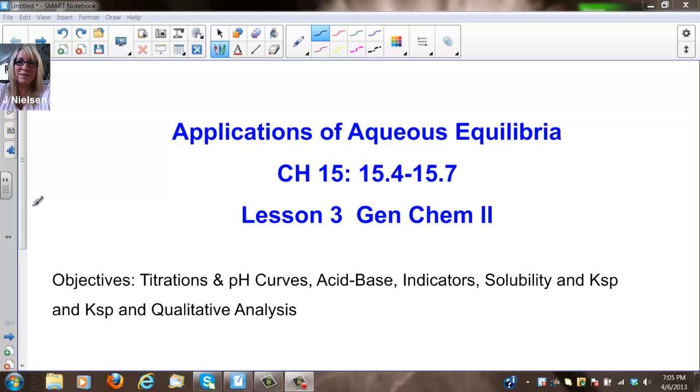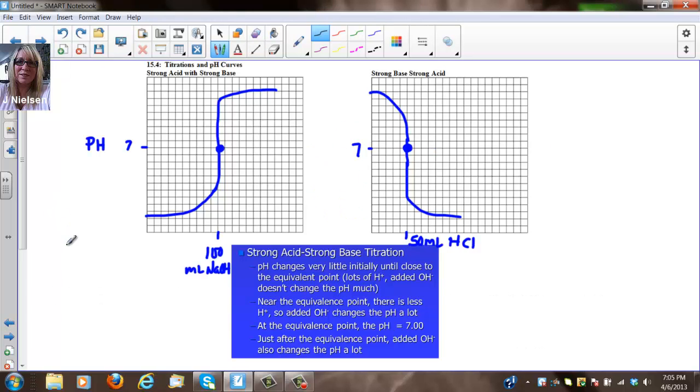So we've got quite a bit to cover, but it's not really too much difficult stuff. Pretty much common sense. We're through the rough stuff. So let's take a look at some pH curves.